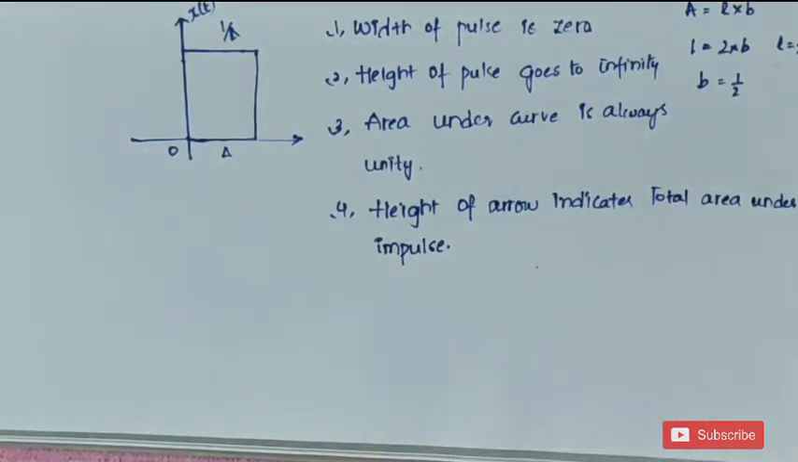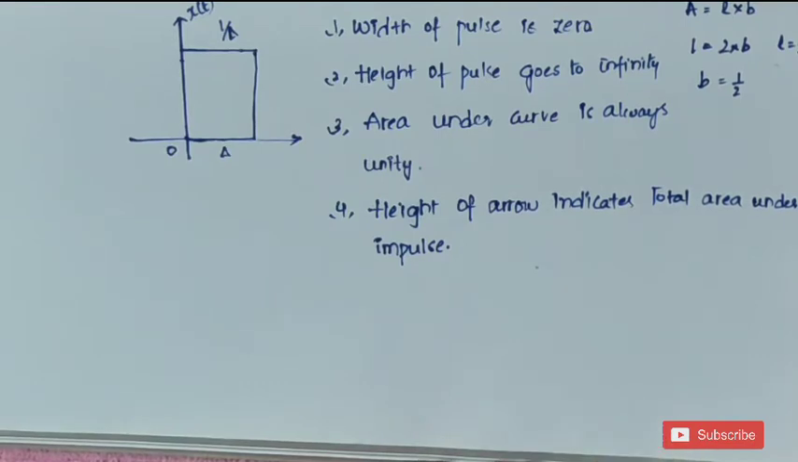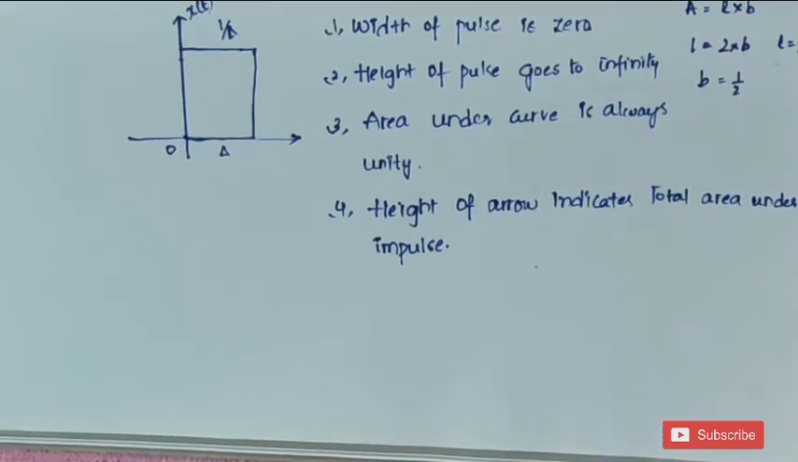This is about the unit impulse function. The unit impulse function is denoted by delta of t. The area under this pulse is unity. Here the width of the pulse is 0 and the height of the pulse goes to infinity, and the area under the curve is always unity.